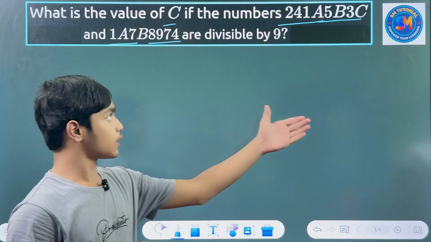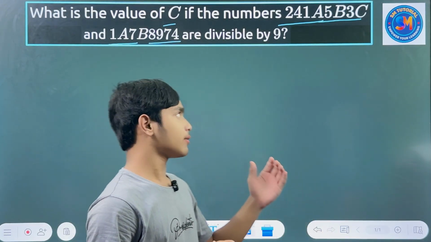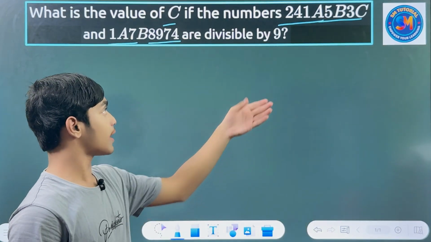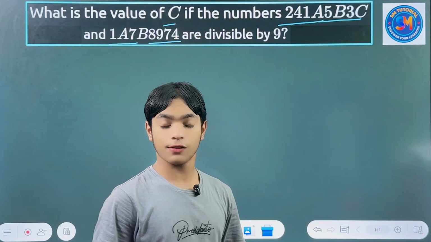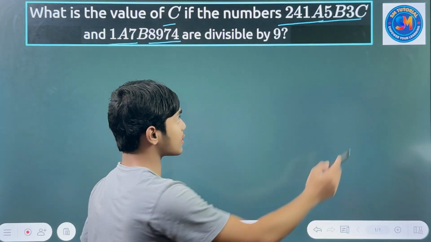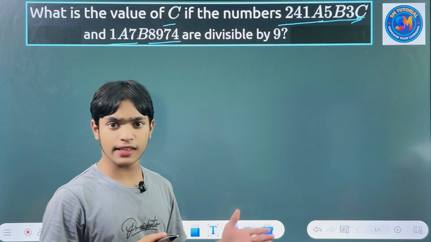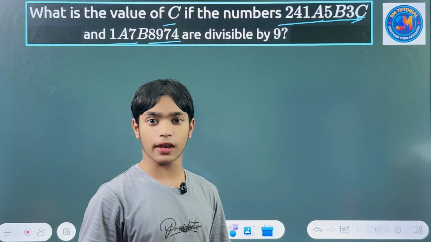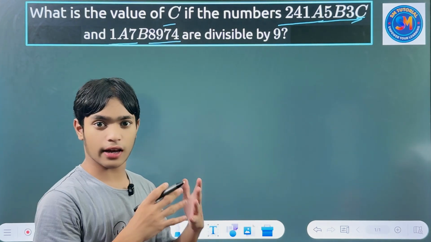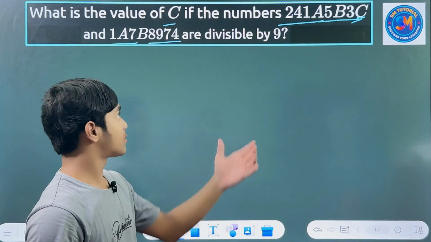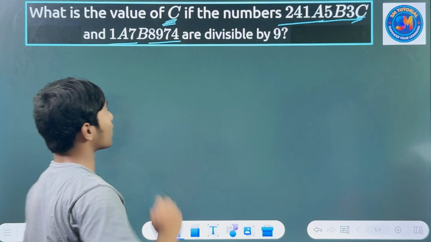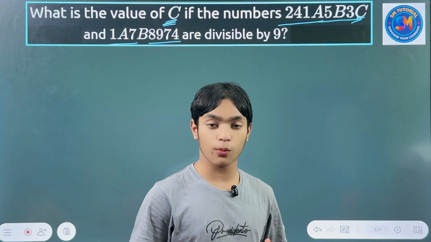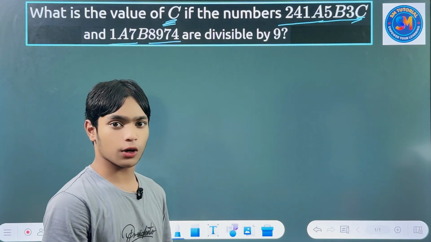So mainly these are two numbers he has given, and told us that the numbers are divisible by 9. Here you can see you have C, but you don't know the value of C, you just know that this is divisible by 9. But in the question, what is the value of C given to us? So mainly I have to find the value of C.